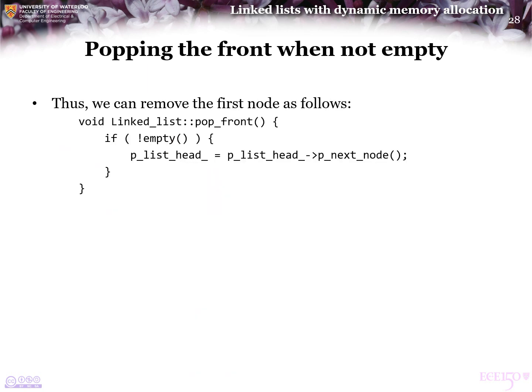Thus, we can pop the front node as follows. If the linked list is not empty, just assign to the pointer to the list head whatever the first node is storing in its next node member variable.